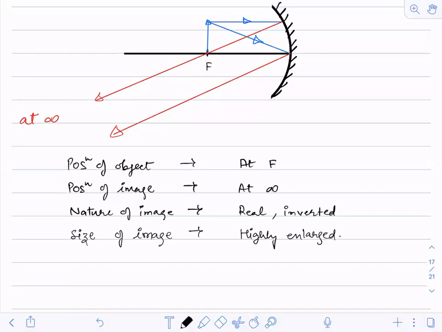Did you understand this? A student is asking, Sir, I cannot understand how the rays will meet at infinity. You tell me, where will the two parallel rays meet? Will they meet actually?